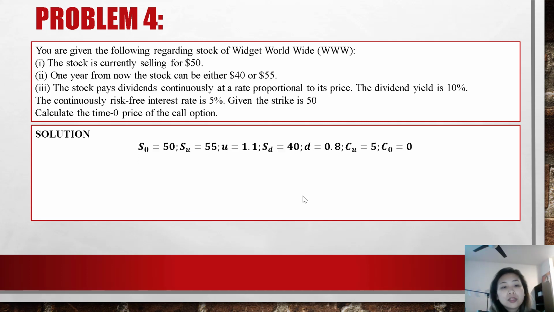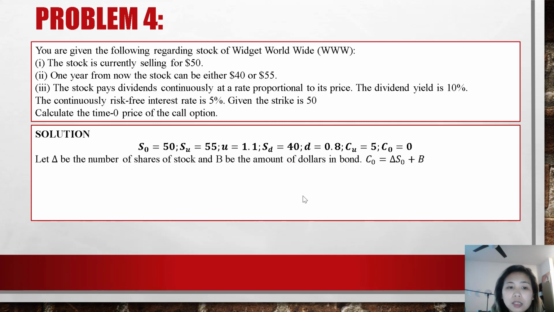S0 is 50 because it is the current stock price. The stock price after a year can be either 40 or 55. So 40 is SD and 55 is SU. SU is 55, S0 is 50, so U is 1.1, and of course D is 0.8. CU is 5 and C0 is 0.